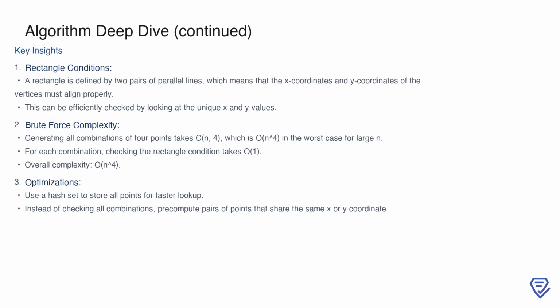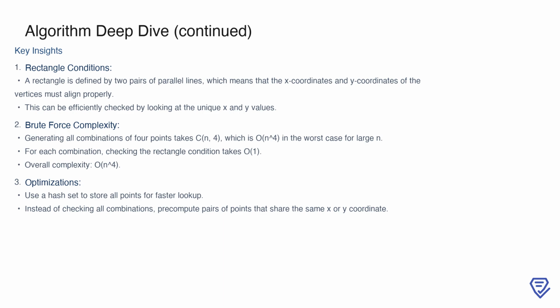To deepen our understanding, let's highlight some key insights about the problem. A rectangle is defined by 2 pairs of parallel sides, meaning that the x-coordinates and y-coordinates of its vertices must align appropriately. This alignment can be efficiently verified by checking the uniqueness of the x and y values. However, the brute force approach of generating all combinations of 4 points has significant computational overhead.